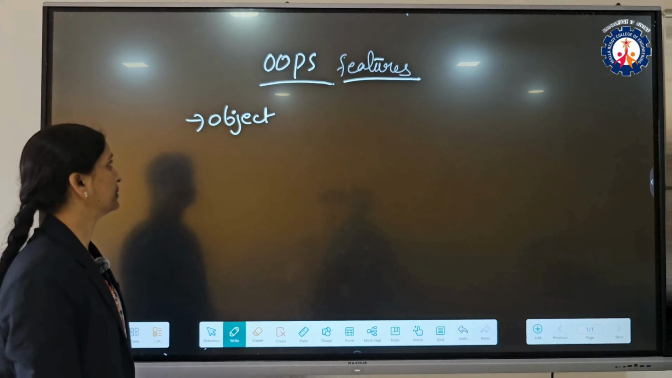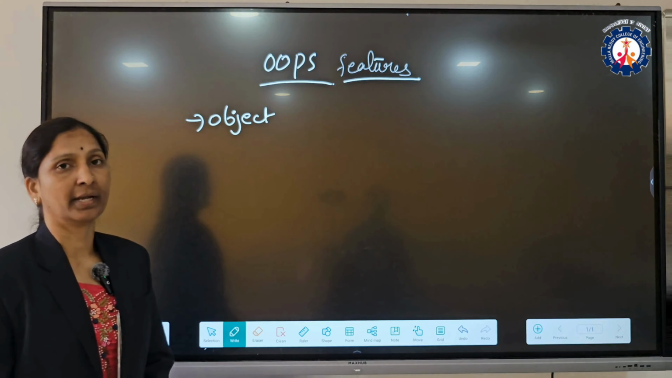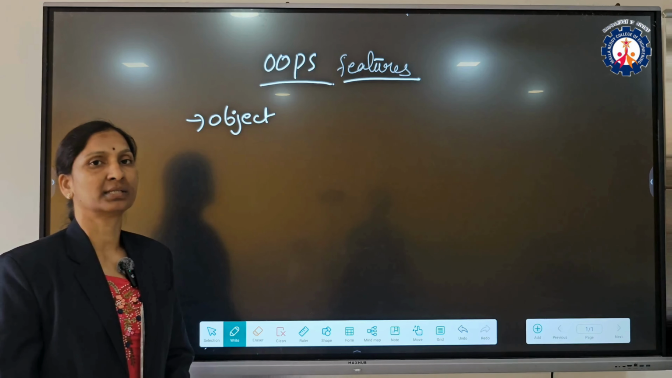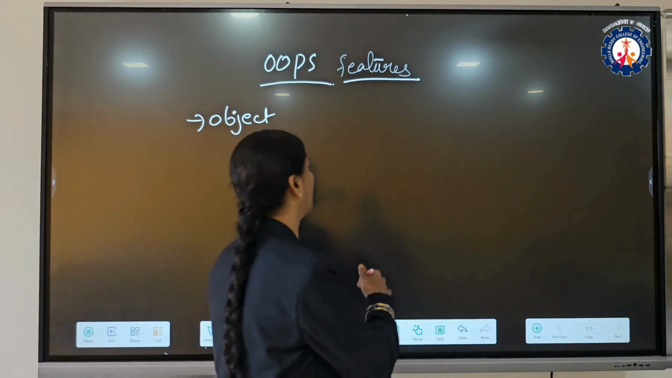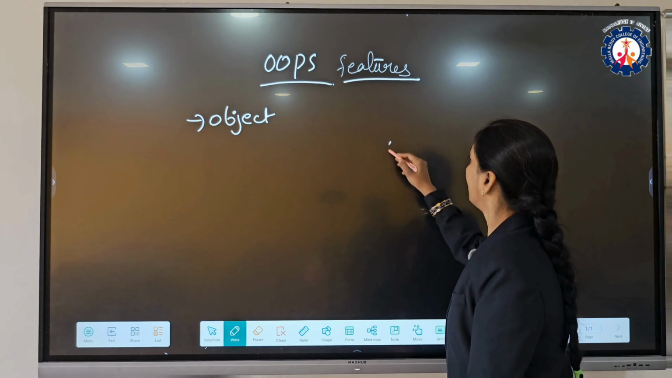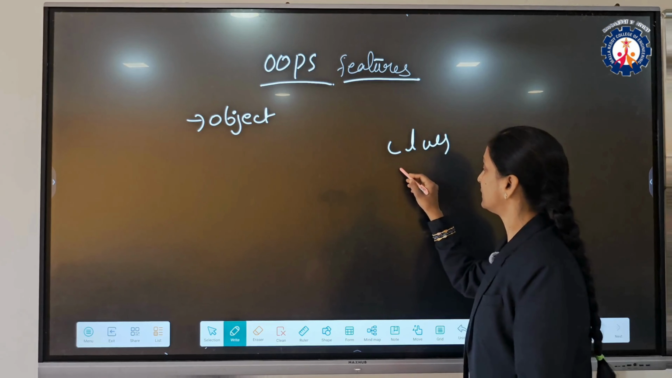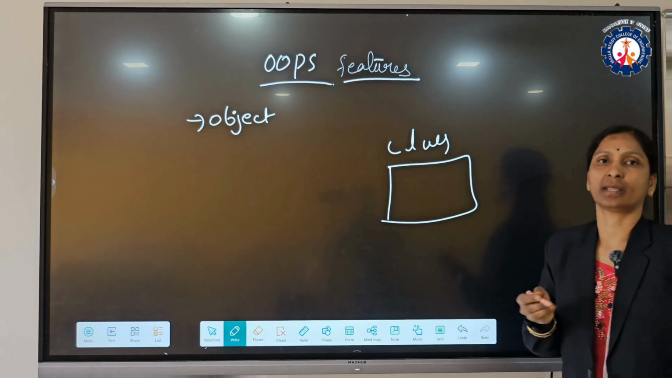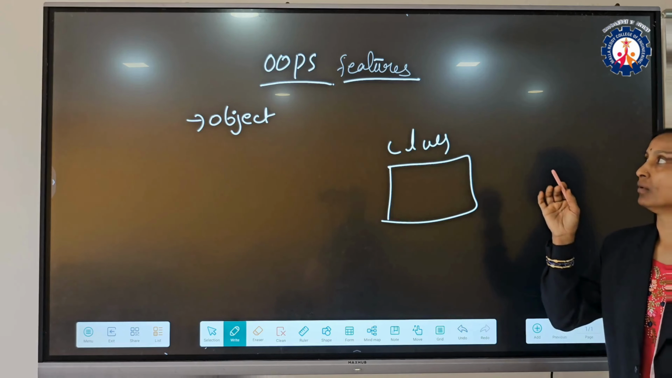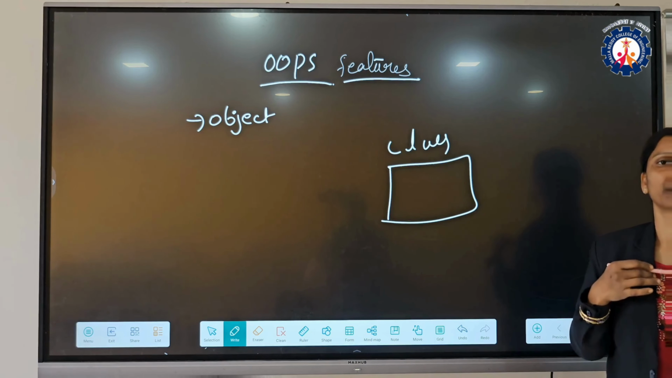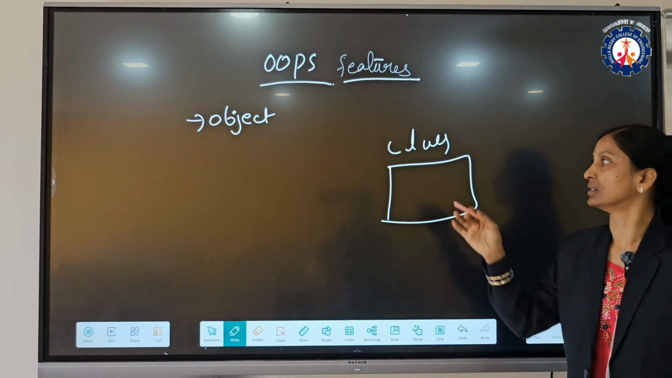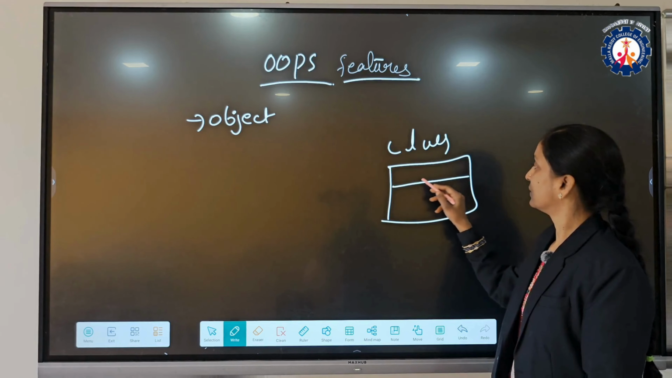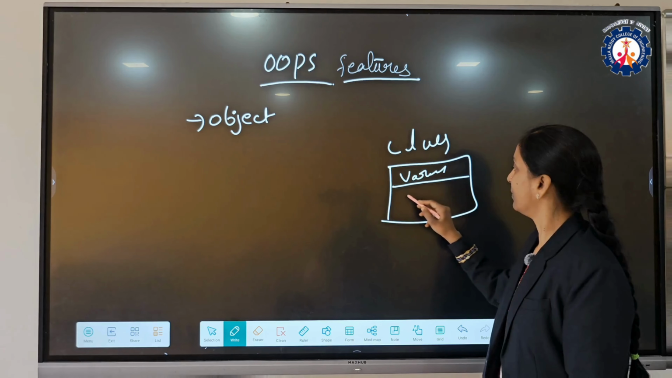First, I'll go with the object. An object is a real world entity, and in the programming paradigm, an object is an instance of a class. Before going to know about object, first we have to know what is class. If we take an example of the student in OOPS concept, anything we can perform, we can take the details inside the class, and a class has two parts, variables and methods.